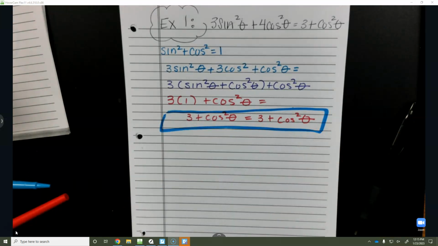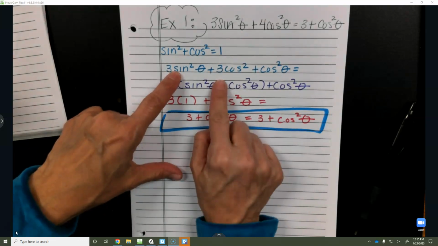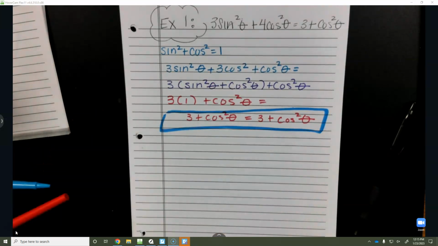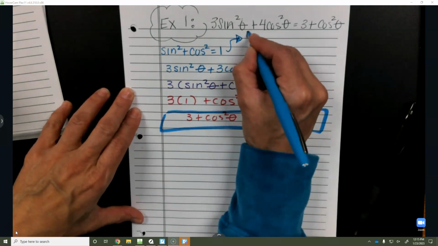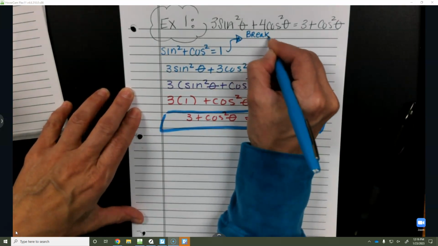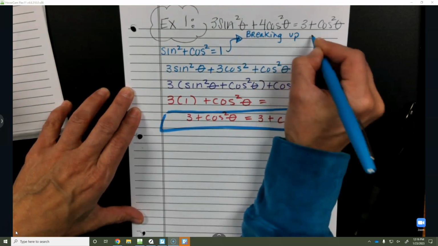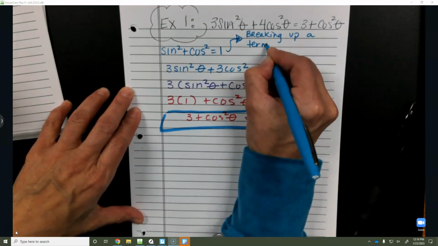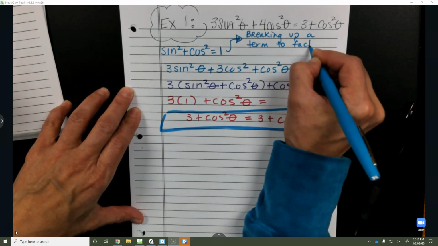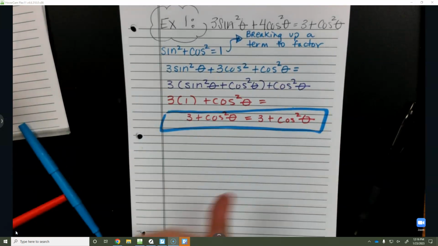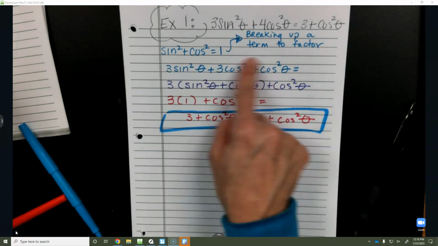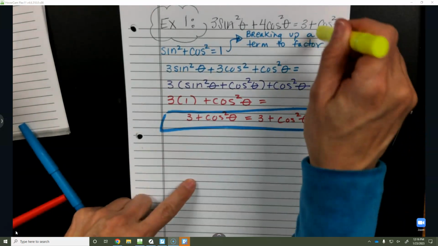The only way, guys, we could have moved forward is if we broke up a term to where we could factor. I'm writing that down because you're going to have to do that in your homework, but you're going to have to remember when to do it. We had to factor a 3 out.